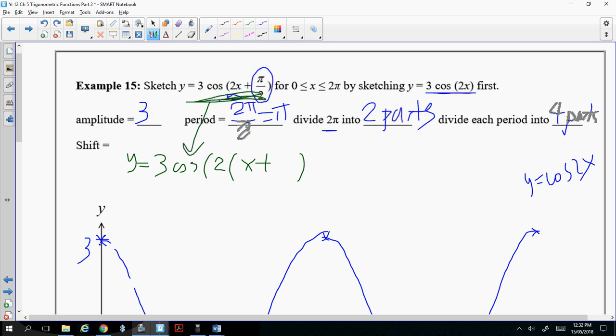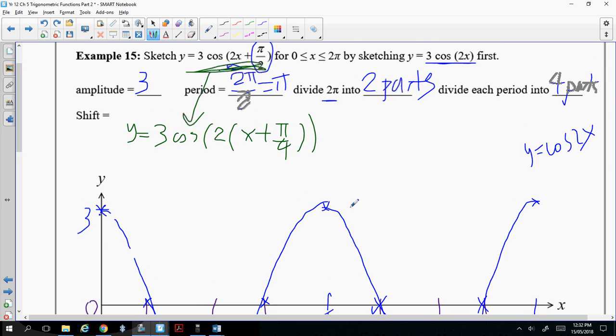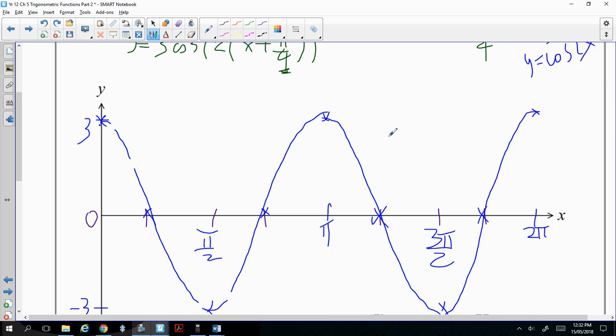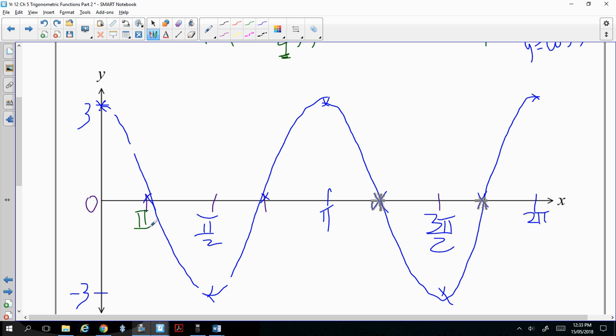So comparing these two, the actual shift is to the left, pi over 4 units. So it's this pi over 4 you're shifting. So let's put pi over 4 here. That's the amount of shift you have to do: 3 pi on 4, 5 pi on 4, and 7 pi on 4. So you're going to shift pi over 4 to the left. We're going to shift our graph to the left, pi over 4 units.